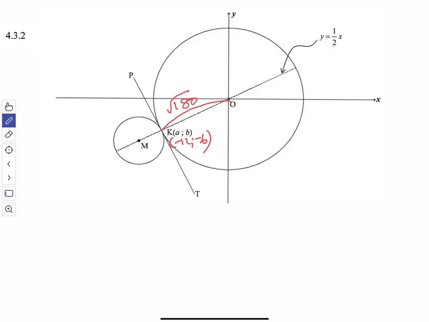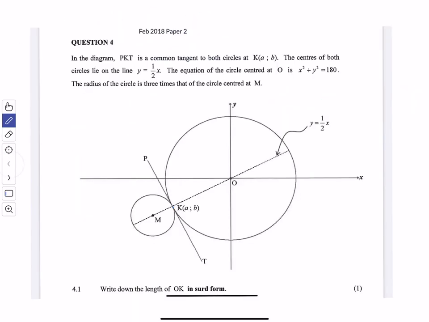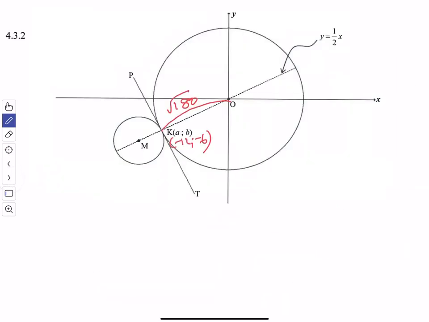Now, if you look at the question, it says the radius of the bigger circle is 3 times that of the smaller circle centered at M. Therefore, the radius of the bigger circle is 3 times that of M. So I use that property here to answer 4.3.2.